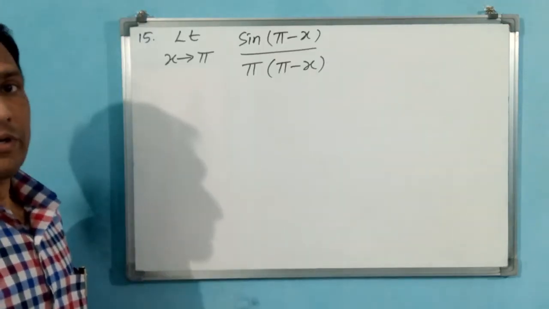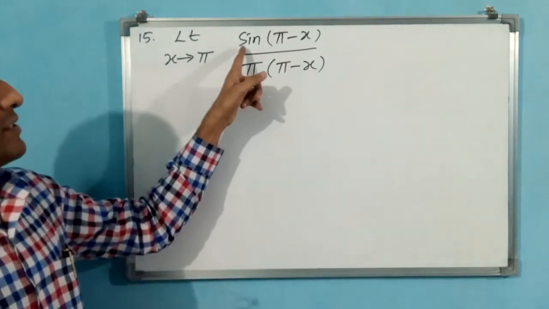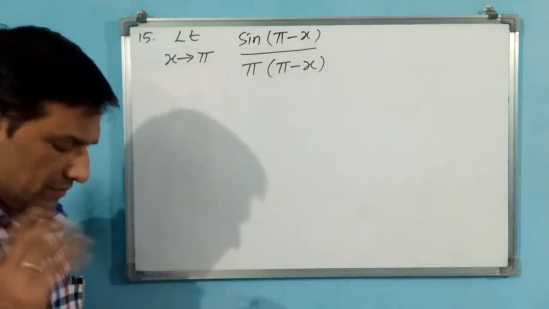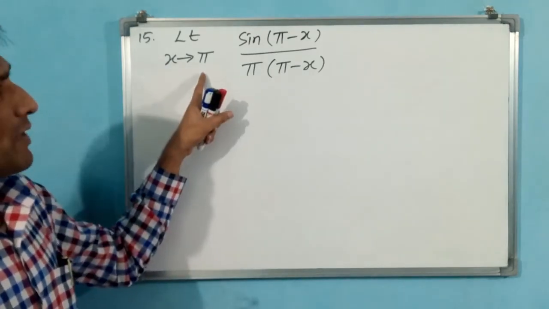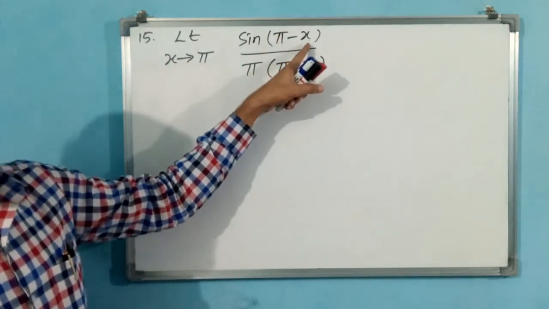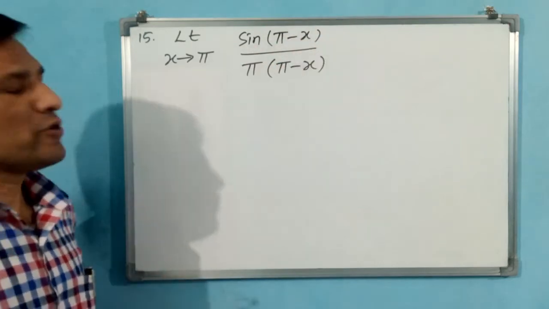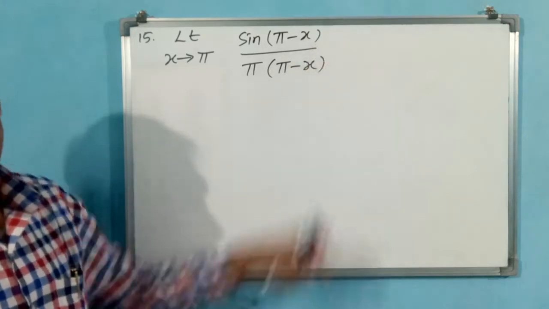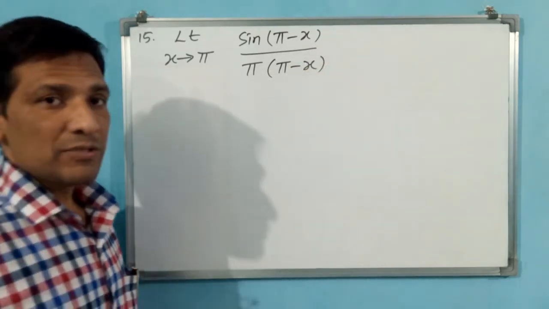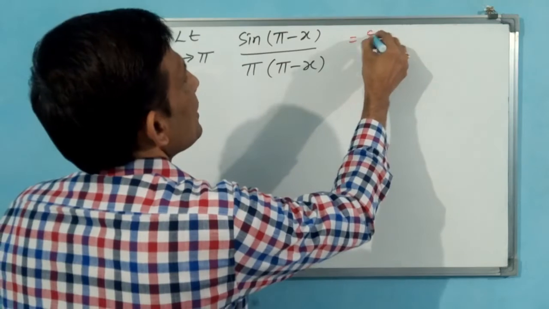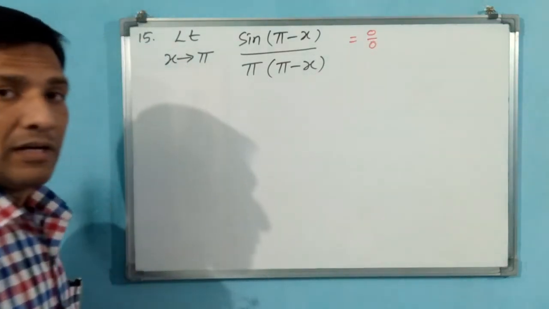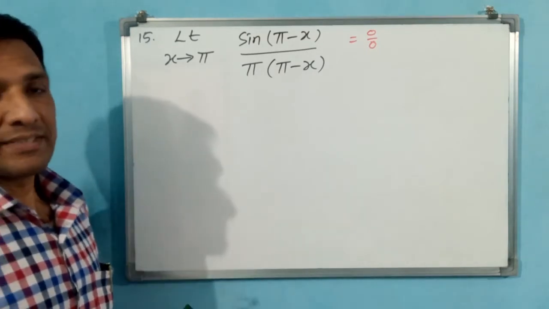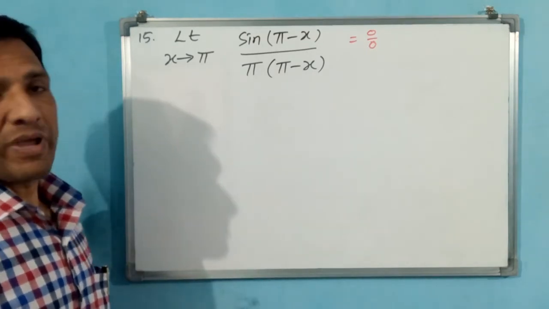Okay, you see here, limit x tends to pi, sin pi minus x by pi into pi minus x. This is the question. See, directly if you substitute, what will happen? Sin pi minus pi, 0, sin 0, numerator 0 will come. Denominator also you see, pi minus pi, 0, 0 into pi is 0, 0 by 0 is going to come. That means this is going to become case 3. Then we have to avoid. We have to make it as case 1 or case 2.